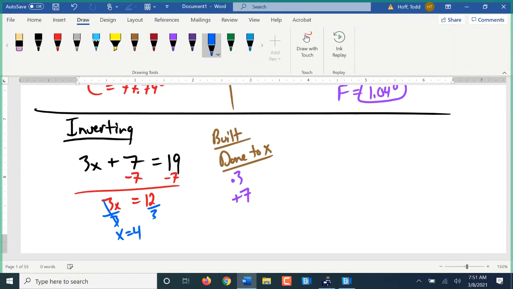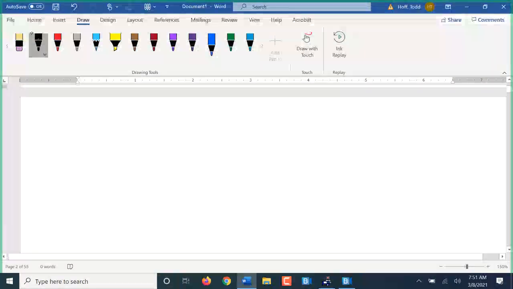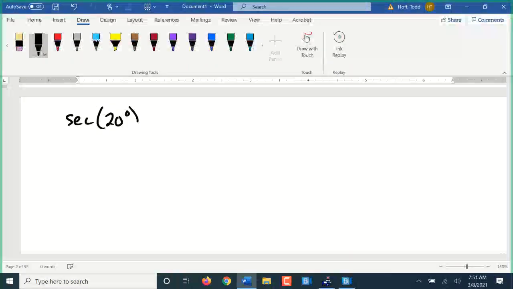Do reverse order and the opposite operation. Adding 7 was the last thing done. That's the first thing we removed. We did it by subtracting 7. So when I look at something like the inverse cosine of 20 degrees, the way I find that is I did the cosine of 20 degrees, and then I did the x negative 1 outside.